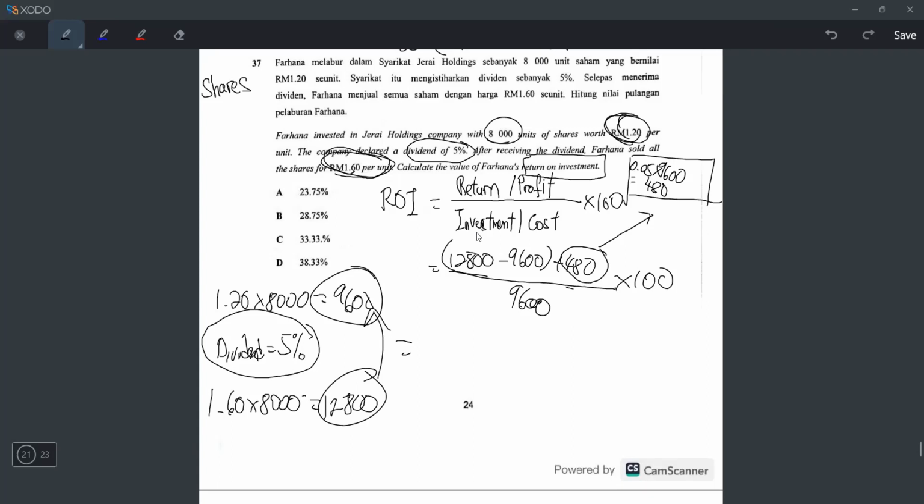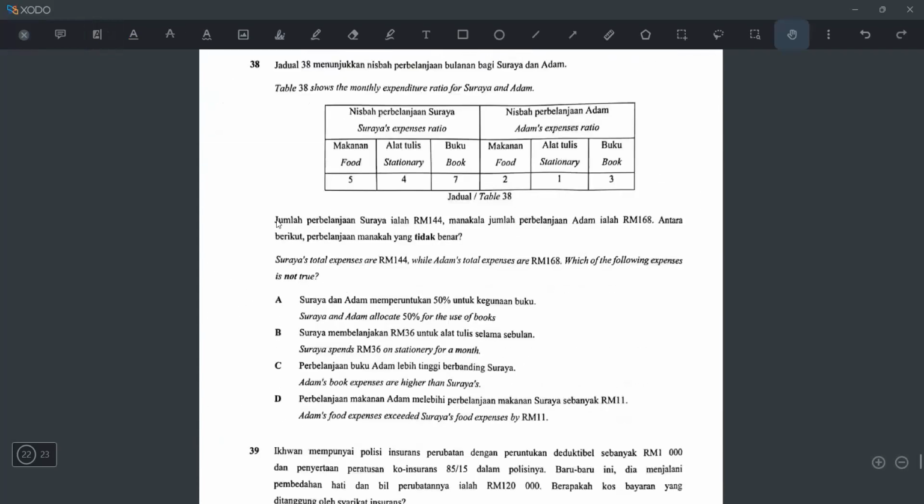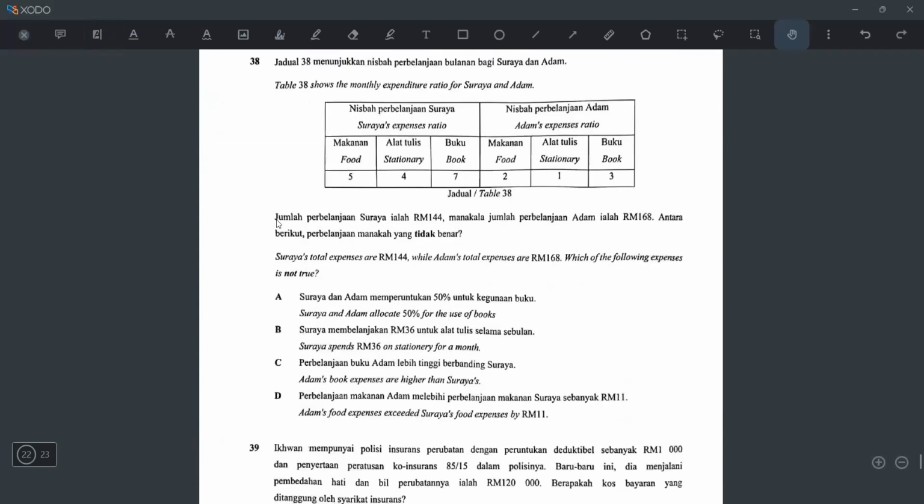Okay, now let's go for the answer. 12,800 minus 9,600 plus 480, divided by 9,600, times 100. That gives 38.33. And I already said ROI automatically comes out in percent. So that's the answer. My handwriting is getting ugly because my hand hurts from writing for so long.